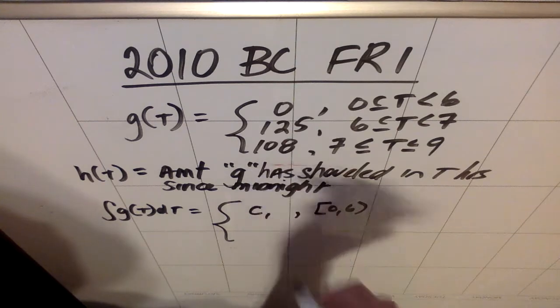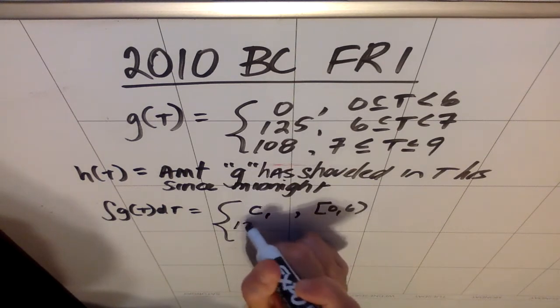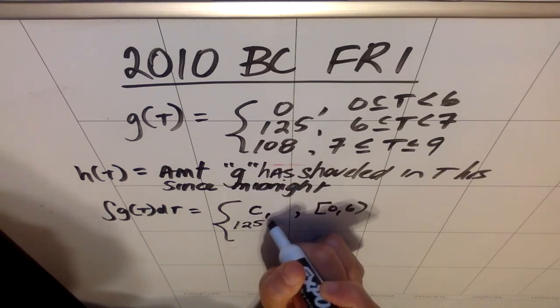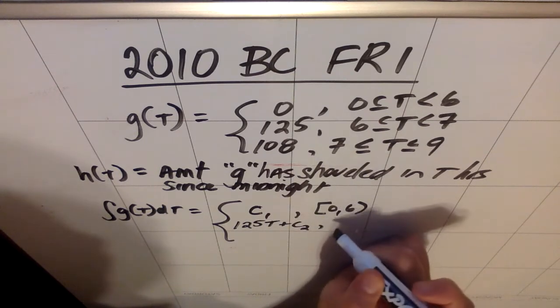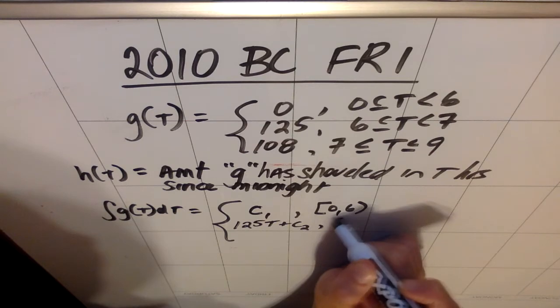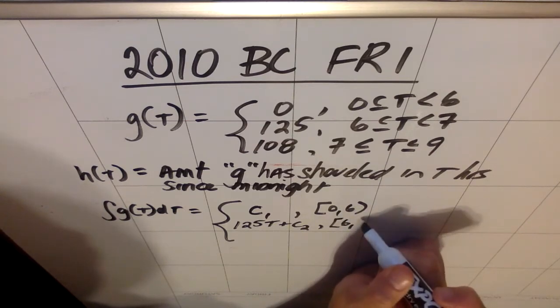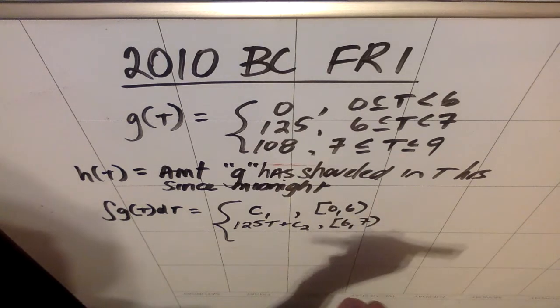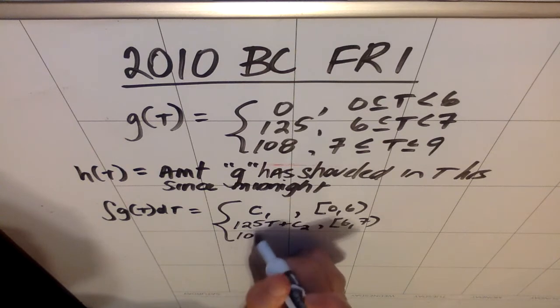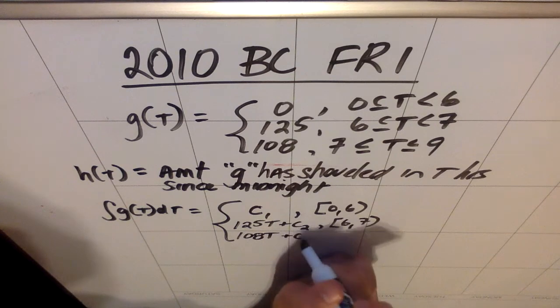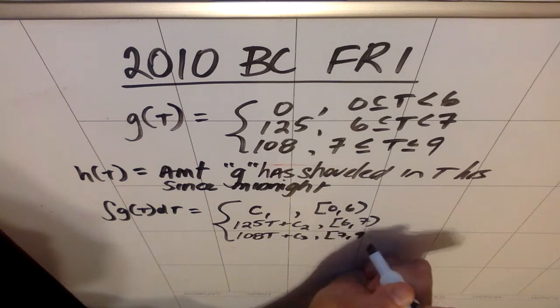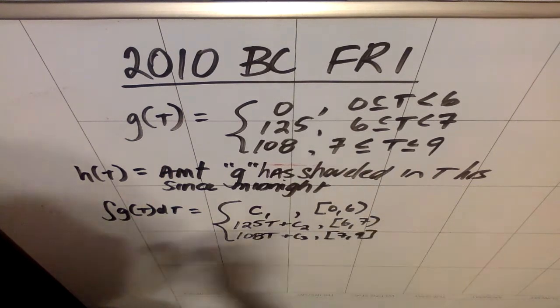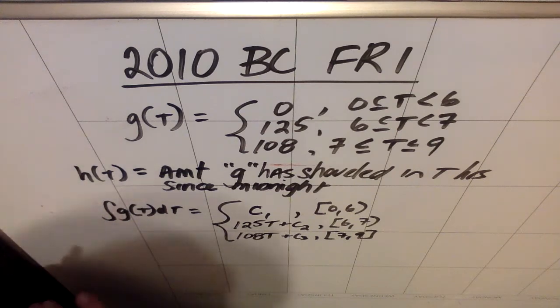When I integrate 125, I'm going to get a 125t plus some c sub 2, and I'm going to say that that is from bracket 6, which would include the 6, to 7 parentheses. And when I integrate the 108, I'm going to get a 108t plus some c sub 3. Now, this isn't the exact way that the AP Solutions Guideline did it, but hey, I'm here because you might want to use something other than just the solution, so that's fine.